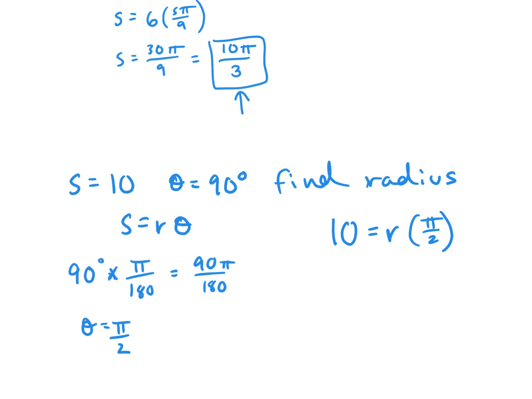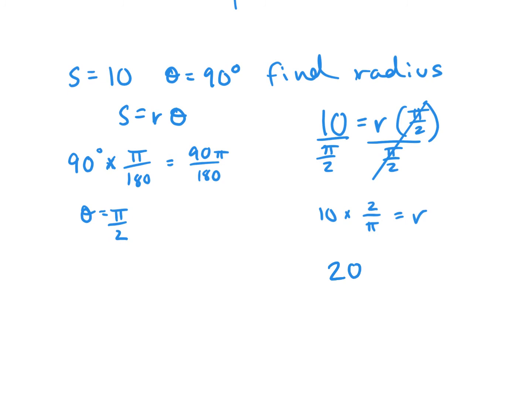How do I solve for r? Divide by pi over 2. What do I do when I'm dividing with a fraction? Keep, change, flip. So 10 times 2 over pi. This would be 20 over pi. So our radius would be 20 over pi.